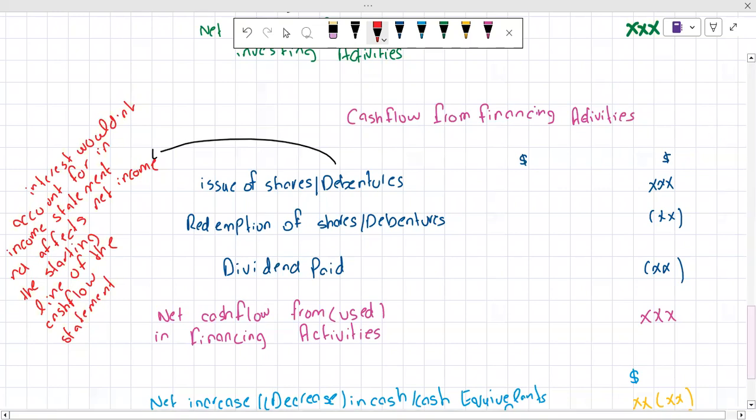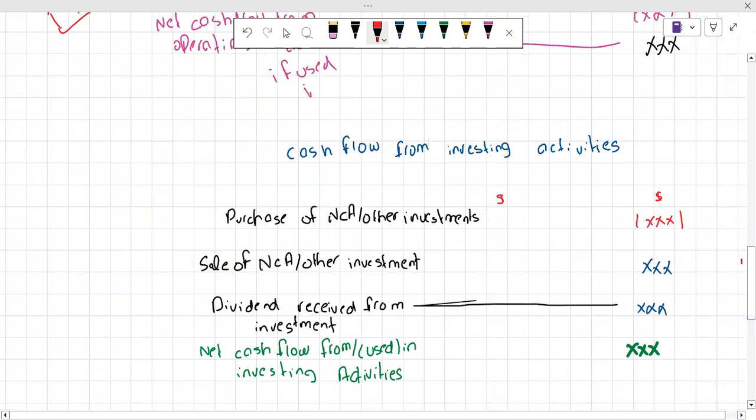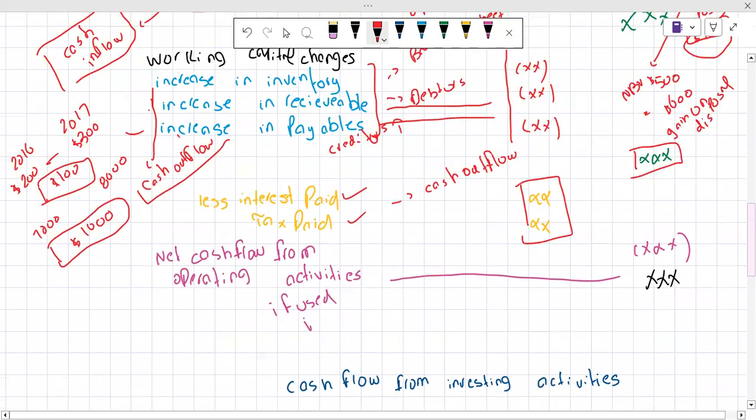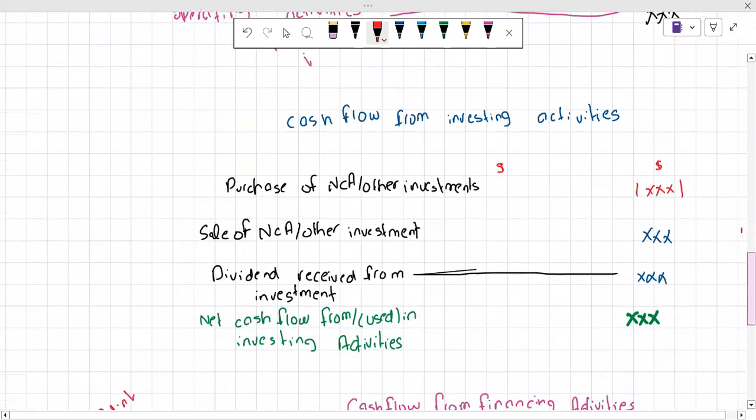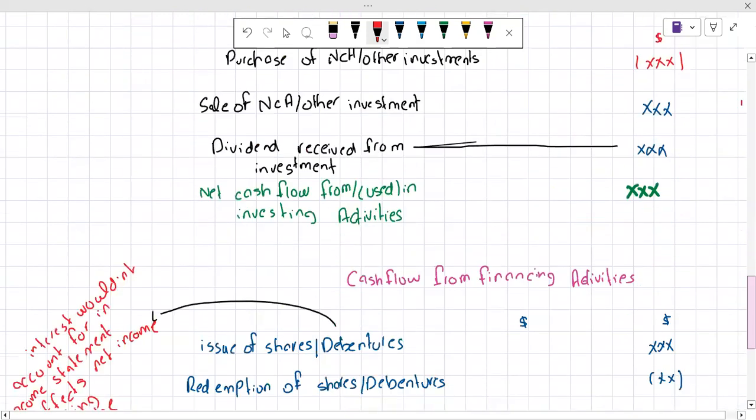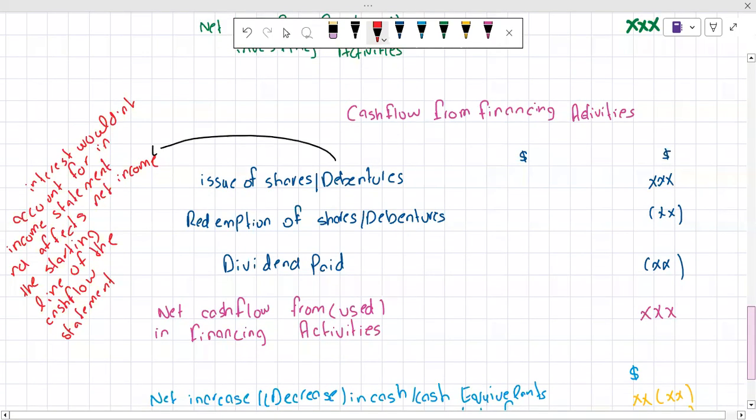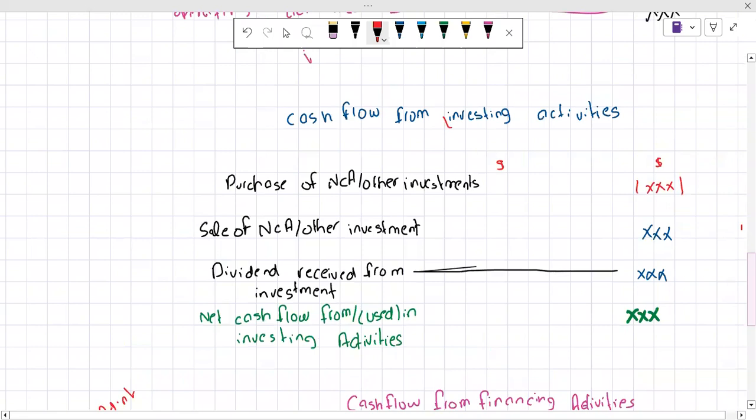So we just discussed cash flow from the operating activities in our previous video, and now we have the other two topics, which are investing activities and financing activities. We are going to learn how to prepare the cash flow statement from the financing activities and the investing activities.